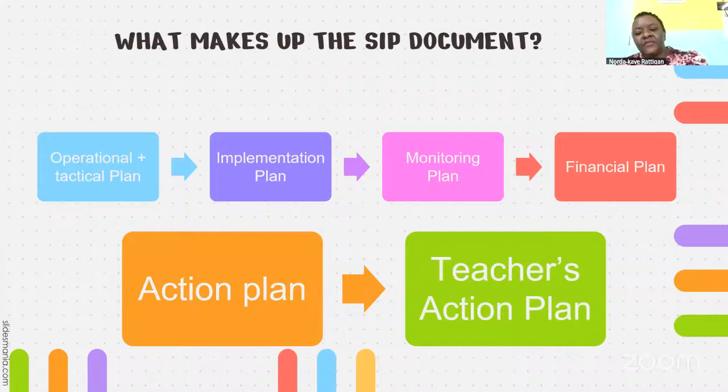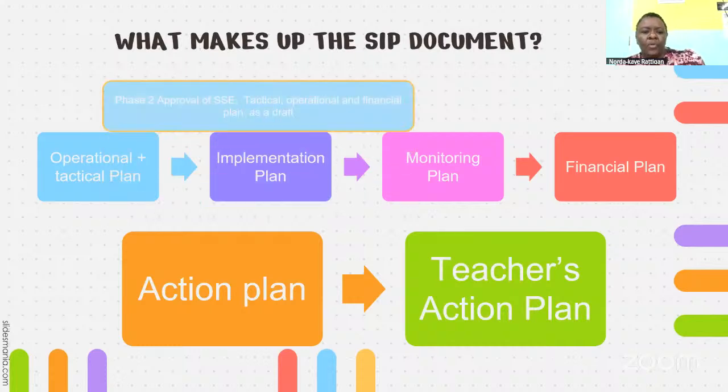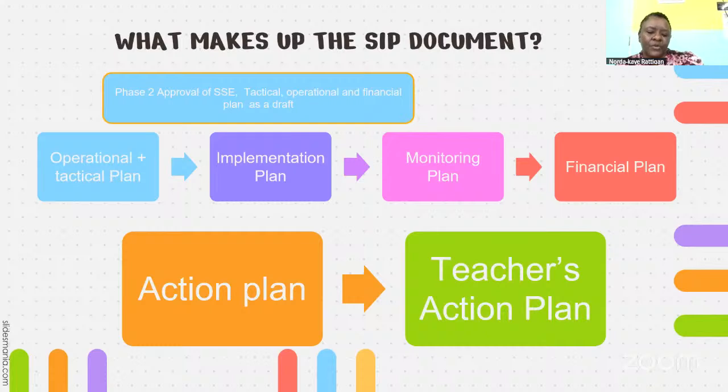So the SIP document has four major pieces, which is your tactical and operational plan, the implementation plan, your monitoring plan, and your financial plan. Now, your SSC, once completed, will go through to your education officer who will approve the SSC based on the criteria that are outlined in the rubric that you have to complete your SSC. Now, once this is approved, you can now move into phase two of your SIP, which is looking at your tactical and operational plan and financial plan.